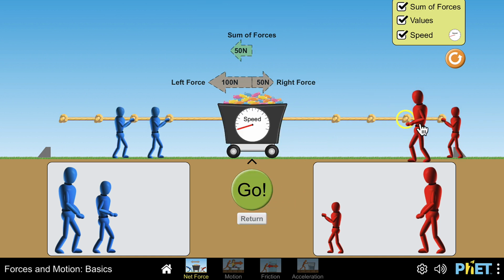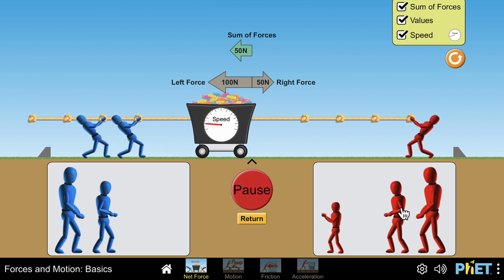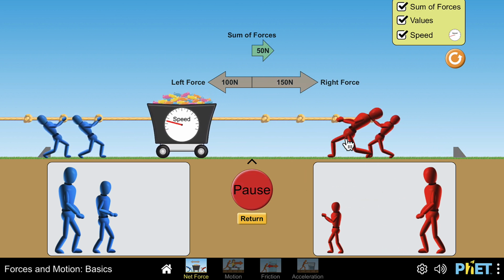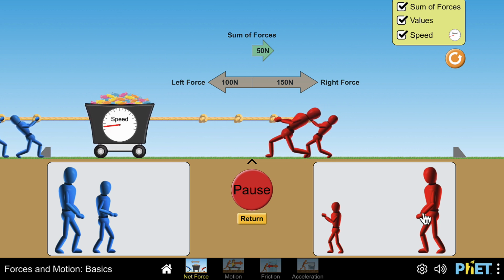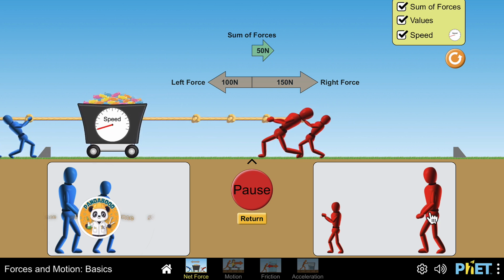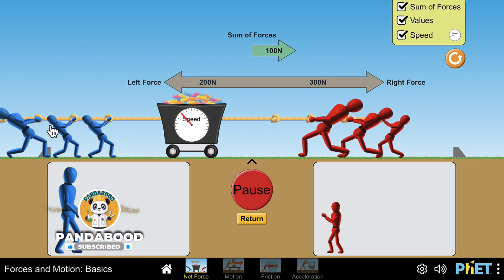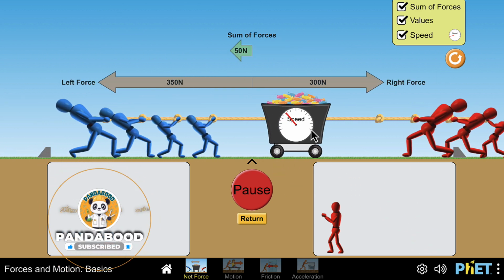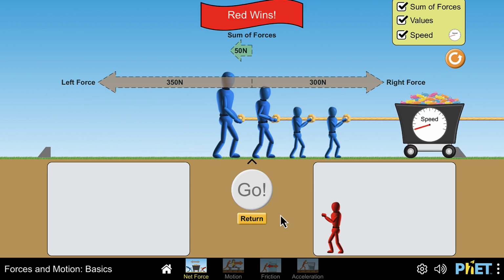Let's try another situation again. So let's say go. Now it's speeding up in that direction. Once we make the net force this way, it slows down, and then it's going to speed up in the opposite direction. How can I stop it? Let's add these. Oh, slow down, but still couldn't win.